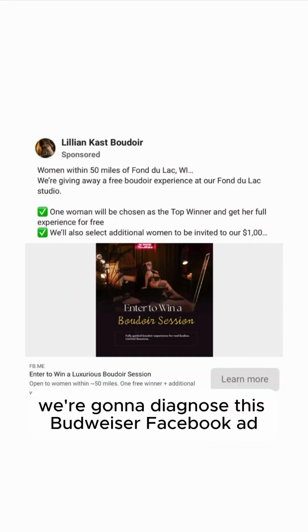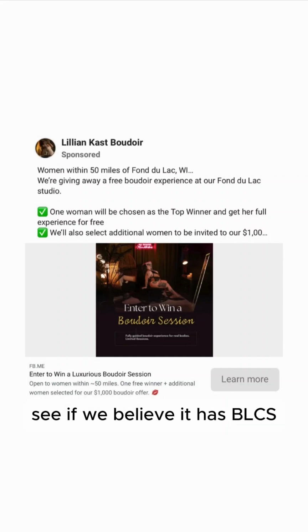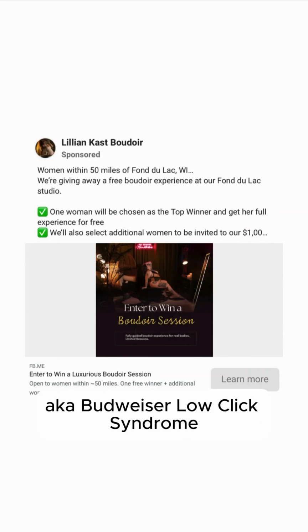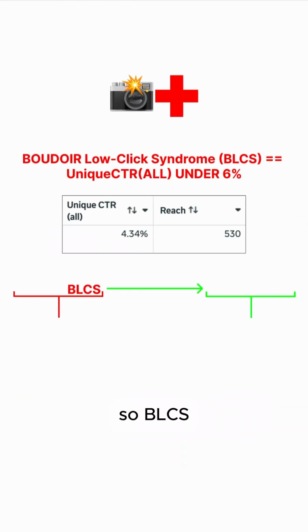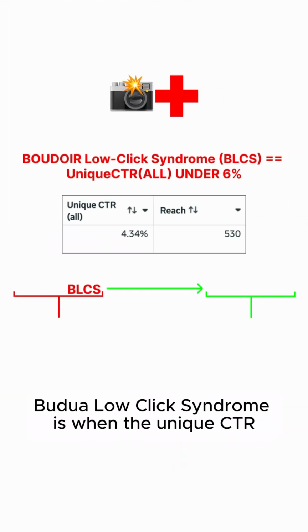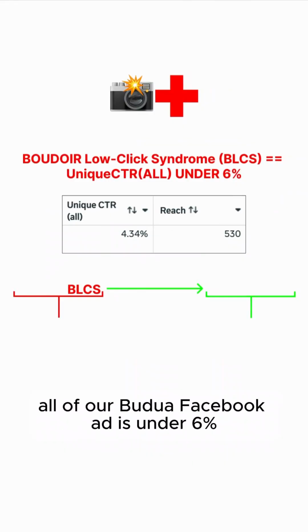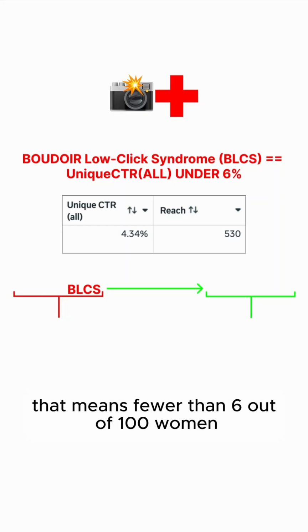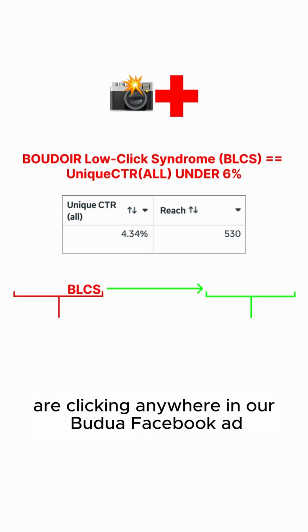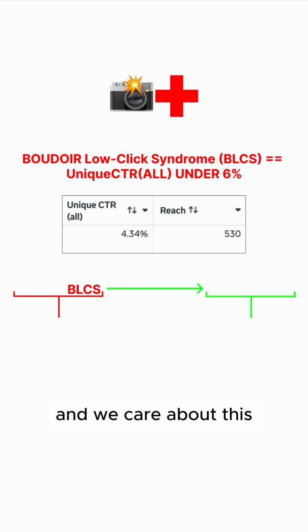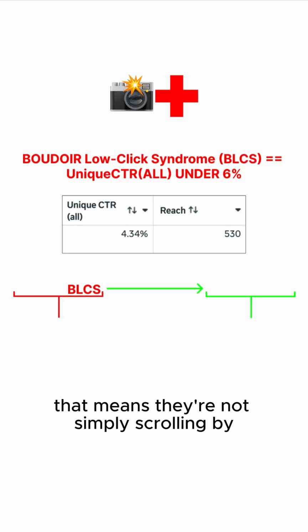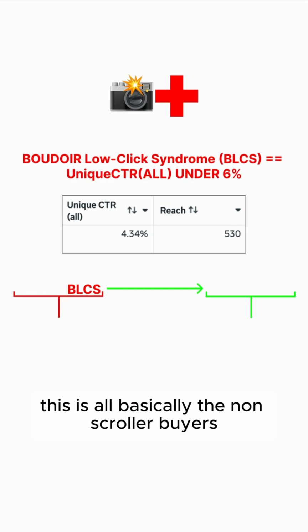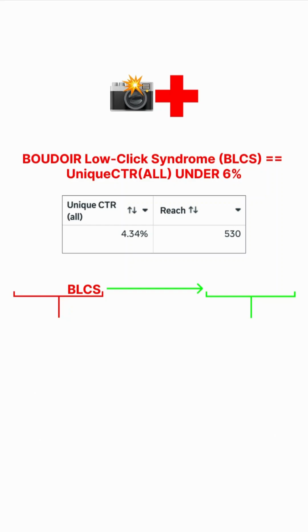All right, y'all, we're going to diagnose this Boudoir Facebook ad, see if we believe it has BLCS, aka Boudoir low click syndrome. BLCS is when the unique CTR of our Boudoir Facebook ad is under 6%. That means fewer than 6 out of 100 women are clicking anywhere on our ad. And we care about this because if they're clicking somewhere on our ad, that means they're not simply scrolling by. This is all basically the non-scroller buyers.